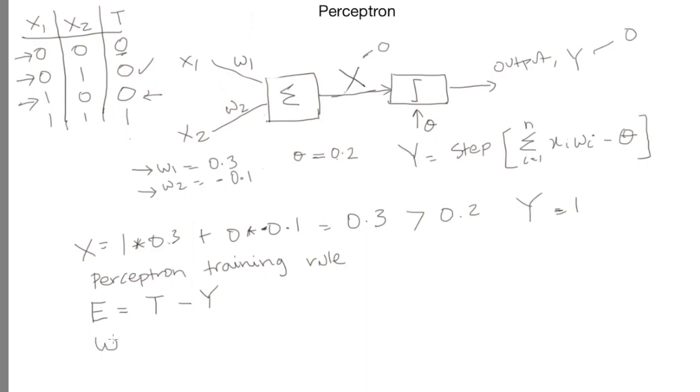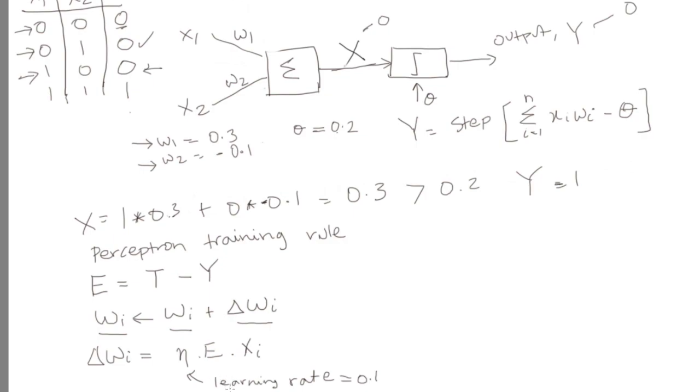The next step is to adjust the individual weights. The new weight is equal to the old weight plus a small change in weight proportional to the error it's responsible for. The small change in weight is defined by the product of a constant called the learning rate, the error, and the ith input to that weight. Eta defines the learning rate, which is a small constant. In this case, we set it to 0.1.